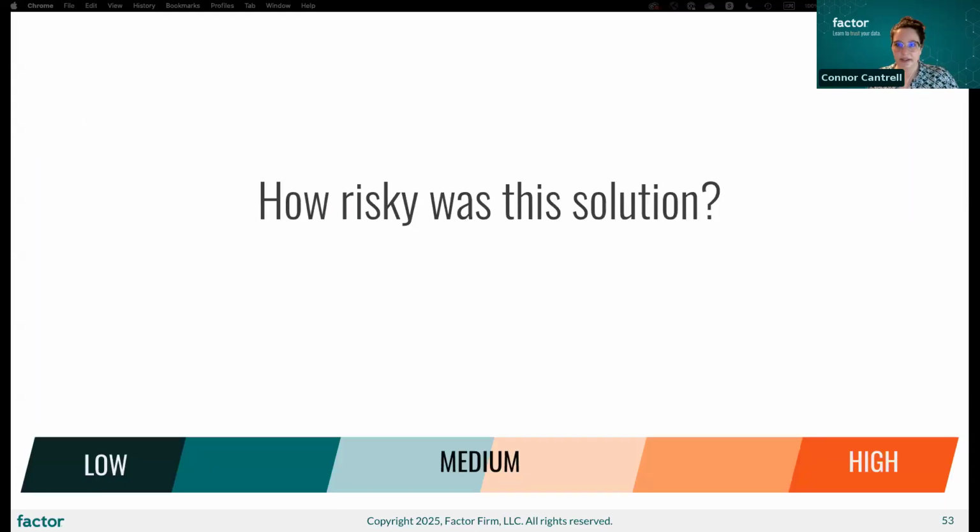So I want to pause the case study again and ask you to put in chat, how risky do you think this solution was based on what we talked about earlier?